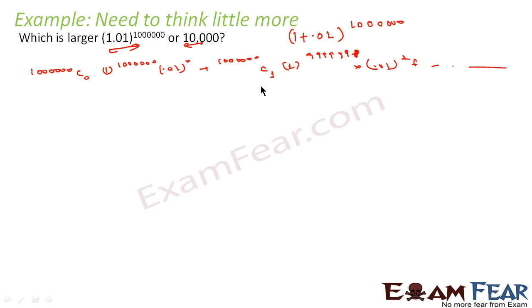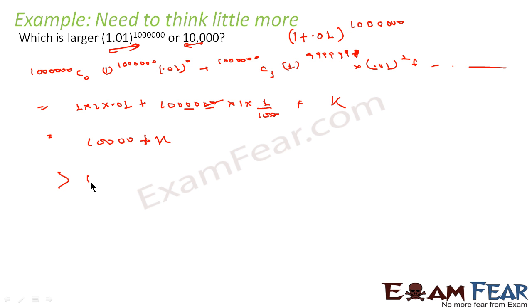When you solve this, 100C0 is equal to 1 into 1 to the power 100 is equal to 1, plus 100C1, which itself becomes 100, into 1 to the power 99 into 0.01 to the power 1, which is 1 by 100, plus again some constant. This also we'll assume as a constant, so this and this cancel. So this becomes 10,000 plus some constant. So that means this is always greater than 10,000.